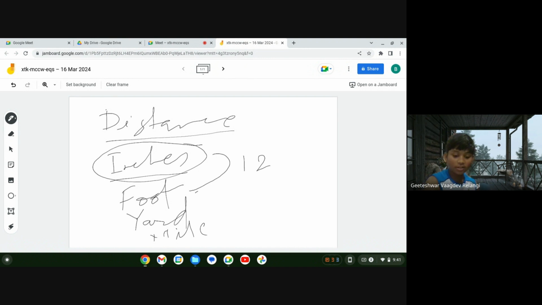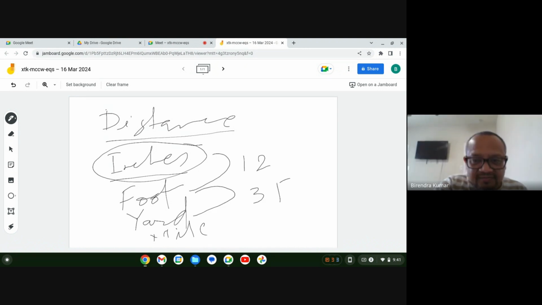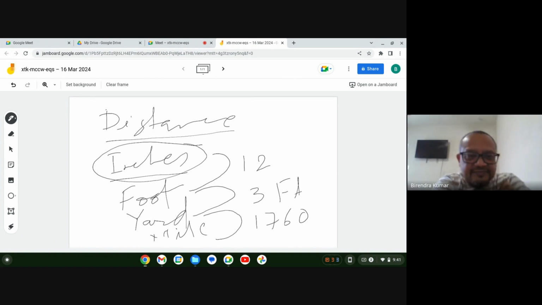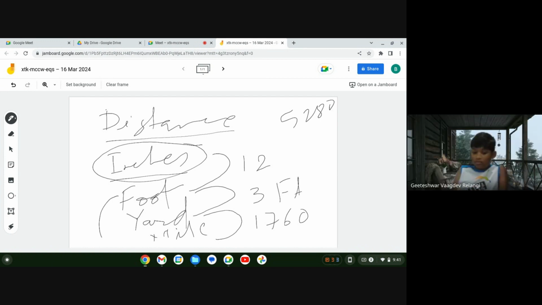3 feet make 1 yard. 1760 yards make 1 mile. It's not 760, it's 1760. So 5280 feet make 1 mile.